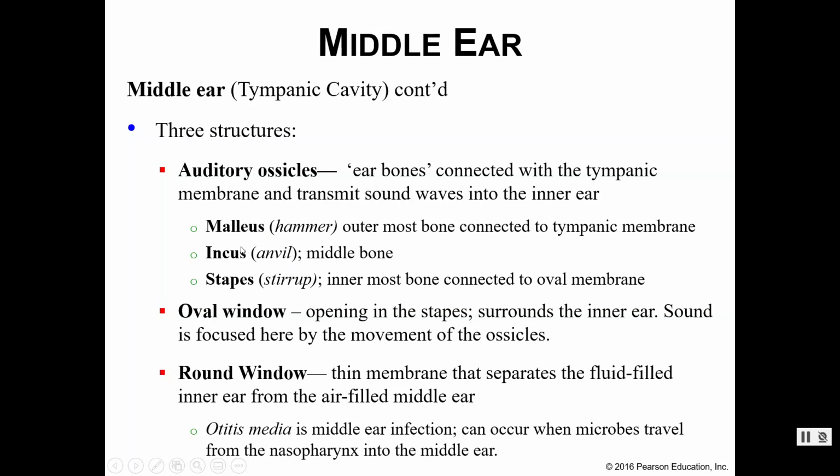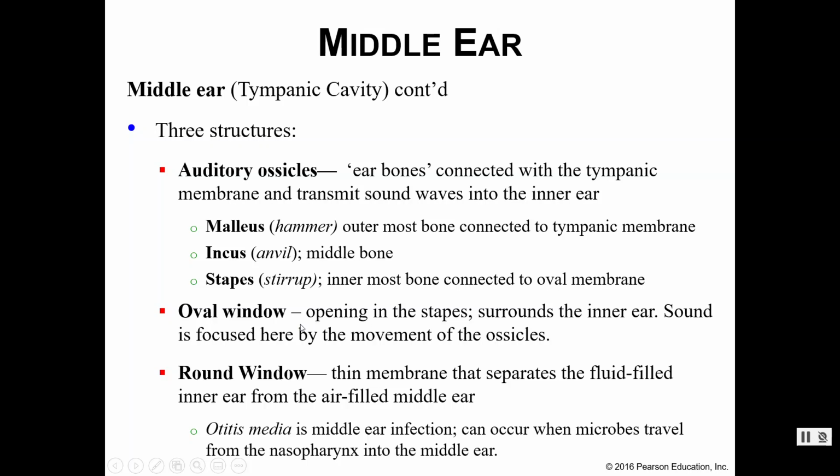Malleus is the first bone. It is connected directly to the tympanic membrane. Those sound waves will then be funneled to the incus, the middle bone, and then onto the stapes, the innermost bone. This is connected to the oval membrane, where we see the oval window. This is the opening in the stapes itself that surrounds the inner ear. This is where we are going to transmit the sound from the middle to the inner ear specifically.